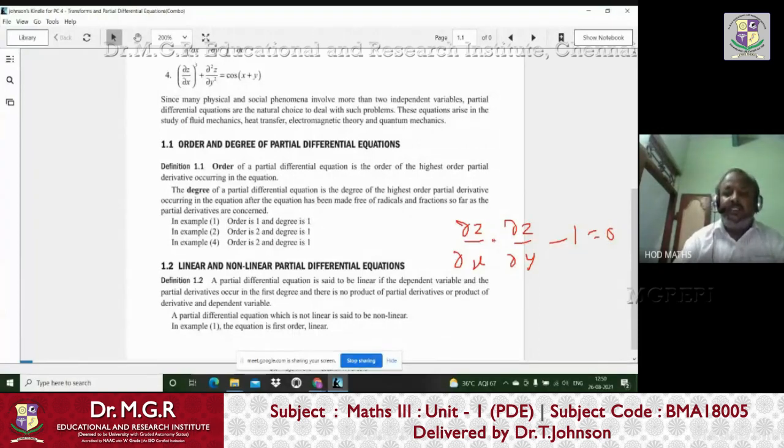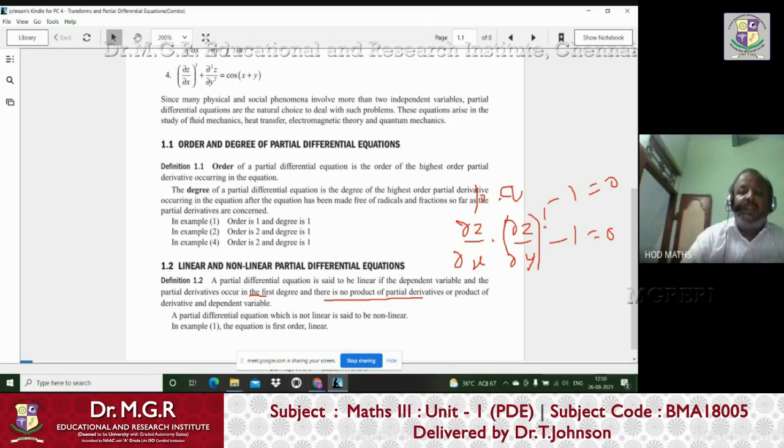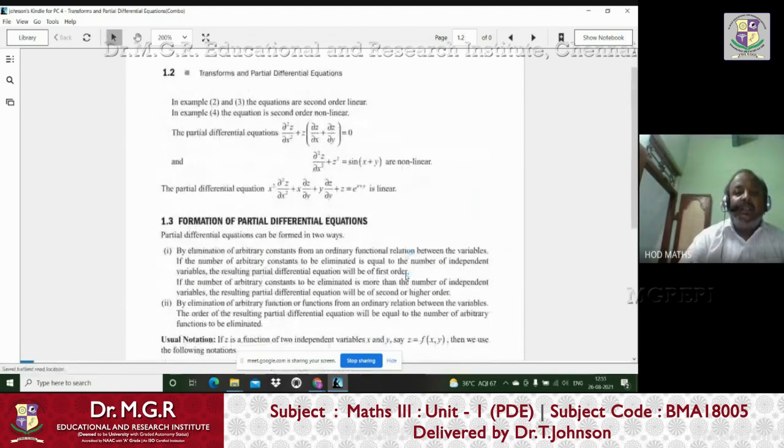This is not dou square z, this is dou z by dou y. This is something like p into q minus 1 equals 0. So partial derivatives should not be in product, and the degree should be 1, meaning the power of the partial derivatives is always 1. Then they will call it a linear partial differential equation. Whenever it is not linear, it becomes a non-linear partial differential equation.